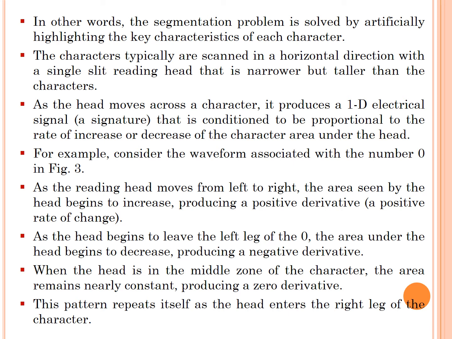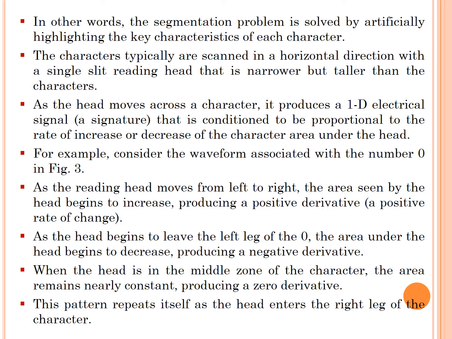In other words, the segmentation problem is solved by artificially highlighting the key characteristics of each character. The characters typically are scanned in a horizontal direction with a single slit reading head that is narrower but taller than the characters. As the head moves across a character, it produces a one-dimensional electrical signal, a signature, conditioned to be proportional to the rate of increase or decrease of the character area under the head.